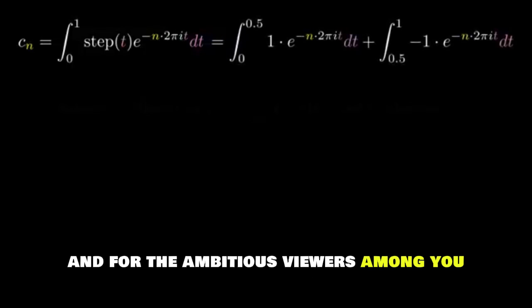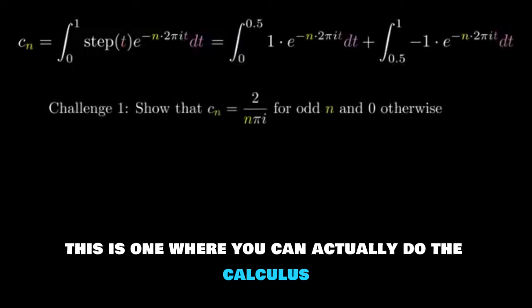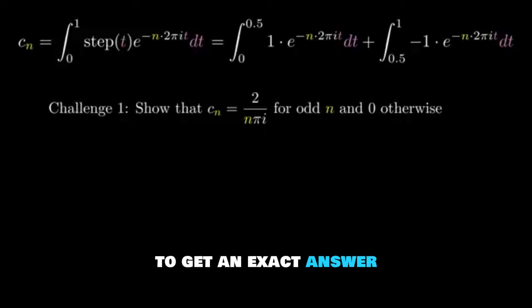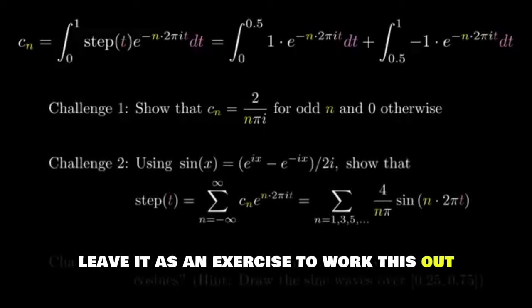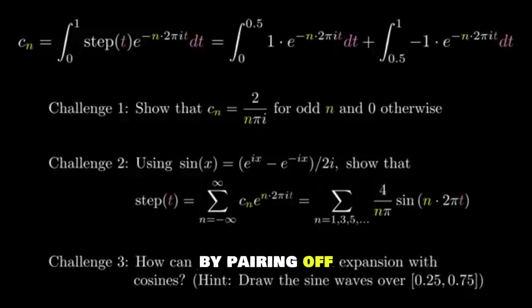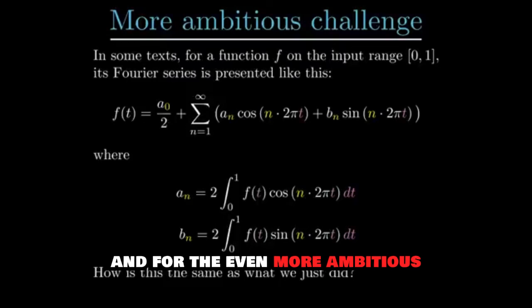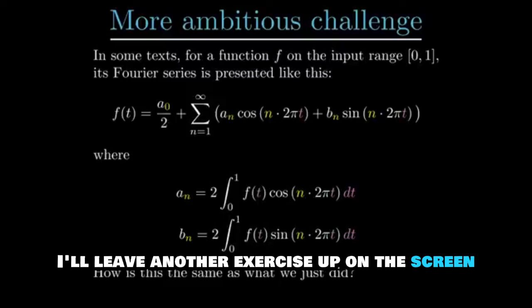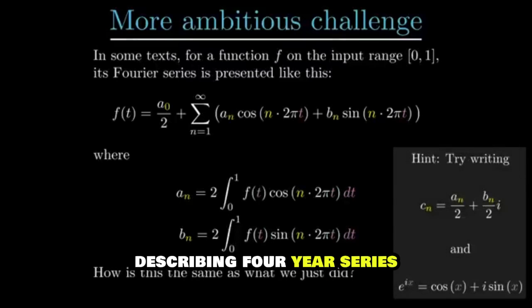And for the ambitious viewers among you itching to work out some integrals by hand, this is one where you can actually do the calculus to get an exact answer, rather than just having a computer do it numerically for you. I'll leave it as an exercise to work this out, and to relate it back to the idea of cosine waves by pairing off the vectors that rotate in opposite directions. And for the even more ambitious, I'll leave another exercise up on the screen for how to relate this more general computation with what you might see in a textbook describing Fourier series only in terms of real valued functions with sines and cosines.